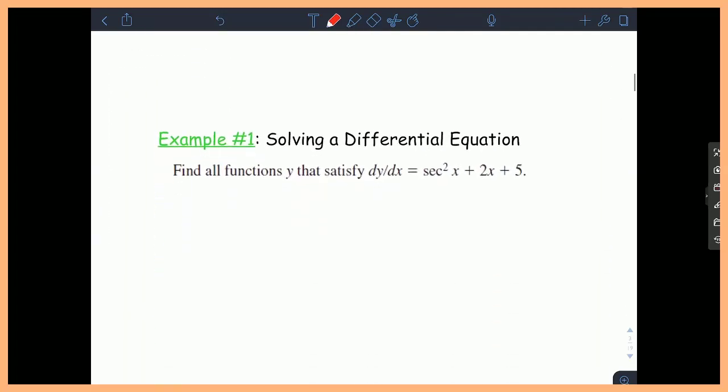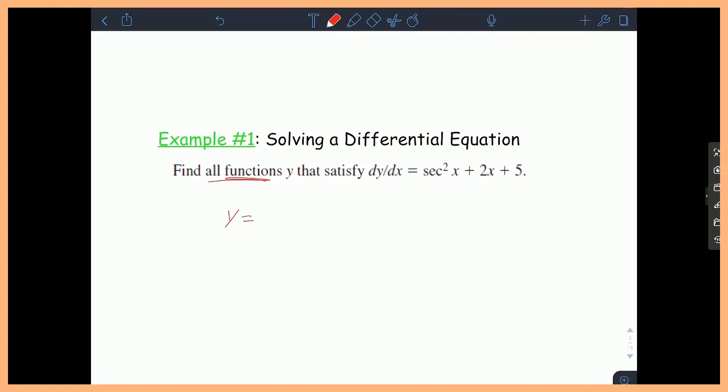Example 1, solving a differential equation. This problem says find all functions y that satisfy the differential dy/dx equals secant squared x plus 2x plus 5. It does say all functions because remember there are actually an infinite number of them that have that same derivative. Let's go ahead and create them.